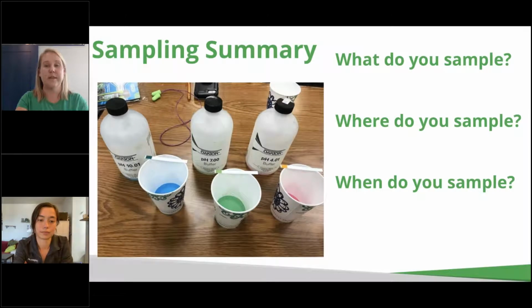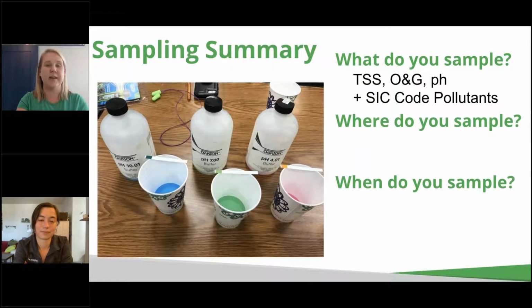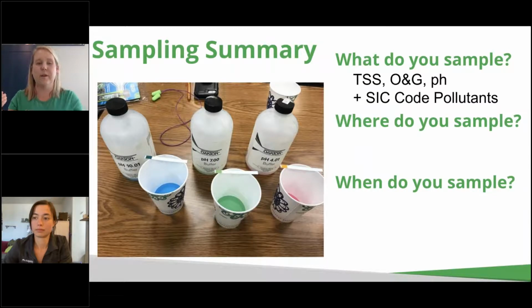So what do you sample? Everybody samples for TSS, oil and grease, and pH. And then you may have SIC code specific pollutants or pollutants that were identified during a pollutant assessment. And you'll see a list of your known pollutants at your site on your Mapistry dashboard.